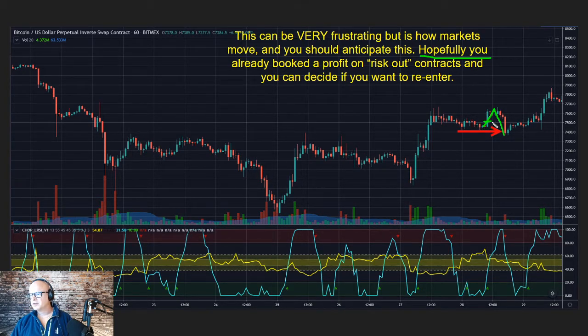So I'm saying here, hopefully, this is a big enough swing that if you got involved here at 7,500, man, there's 100 points of meat on that bone. Hopefully you've got some profits out of this and you've got your stop backed up to break even by that point for the runner. You've already booked a profit on risk out contracts, and you can decide whether or not you want to re-enter on this swing. There's the next entry on the swing, more than likely, with the 1x right there.